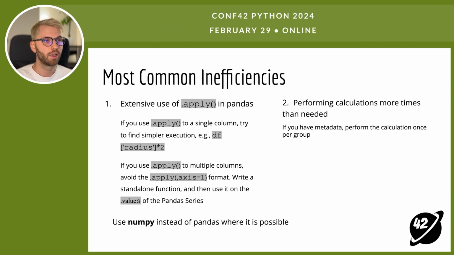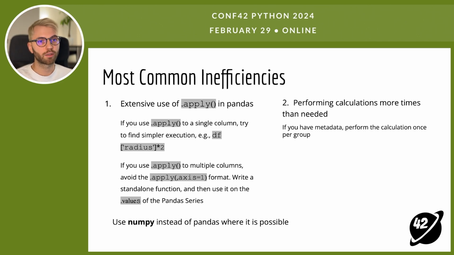Alternatively, you can find a simpler way, like multiplying a column by 2. It can be done with a built-in function. Also, if you want to use apply on multiple columns in the pandas data frame, try to avoid using the axis equals 1 format in apply and write a standalone function that can take in multiple numpy arrays as inputs and then directly use it on the values attribute of the pandas series.